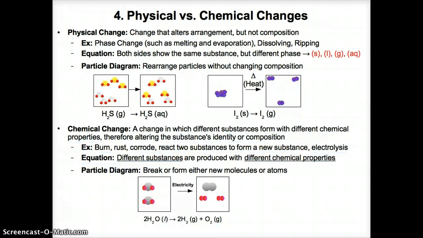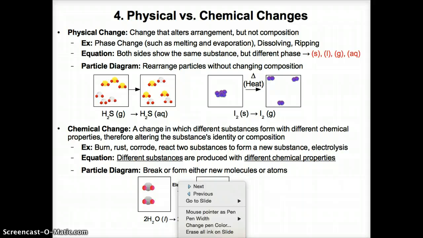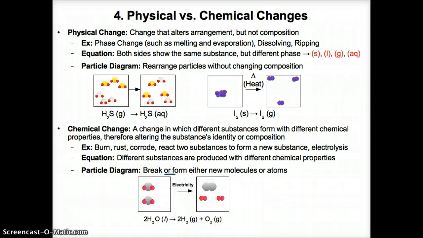formed. Finally, the particle diagram for a chemical equation or chemical change will show breaking or forming of either new molecules or atoms. For example, in the particle diagram for water's electrolysis, 2 water molecules, each with 2 atoms of hydrogen in red bonded to 1 atom of oxygen in gray, will break apart and bond in new configurations to form new molecules. Specifically, 1 molecule of oxygen shown by 2 gray atoms of oxygen bonded, and 2 molecules of hydrogen shown by 2 red hydrogen atoms bonded together in each hydrogen molecule.